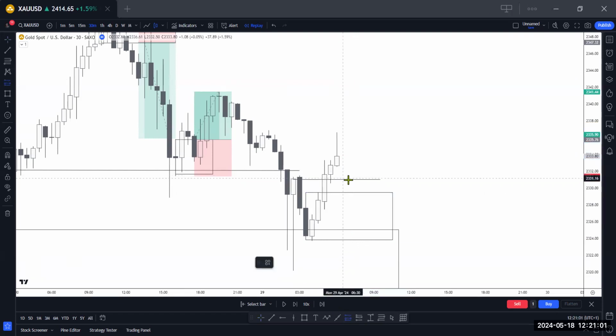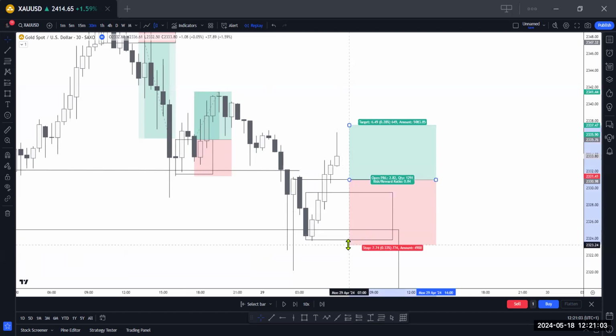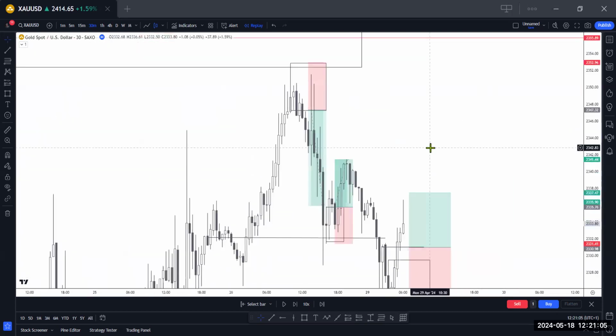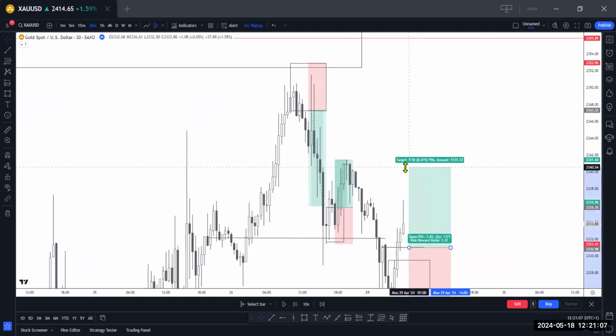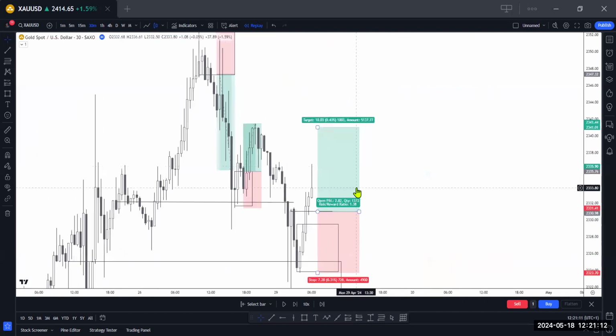50 to 100 pips, guys. Just 50 to 100 pips. My stop will be below this level, and then it's like 60 pips. Let's see if we should be able to do 100 pips easy. Okay. 100 pips, let's go.